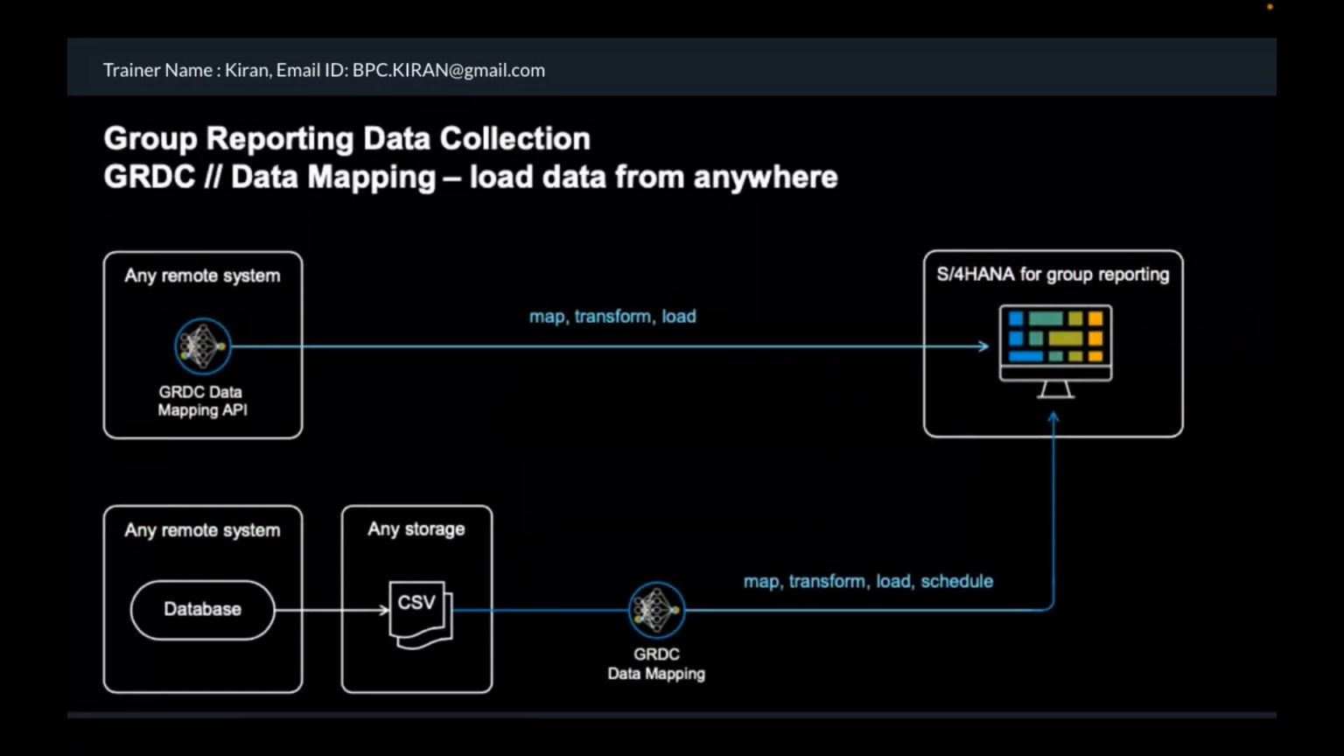So group reporting data collection, GRDC, how does it get the data to group reporting? If you are using an SAP system, you can use some data mapping APIs for any remote system. You can map, transform, and load. If you have other databases, for non-SAP units you can get the CSV files. You can map CSV file data to these group reporting dimensions or fields. You have some Excel sheets where you can do this data mapping and move the data to S/4HANA group reporting.